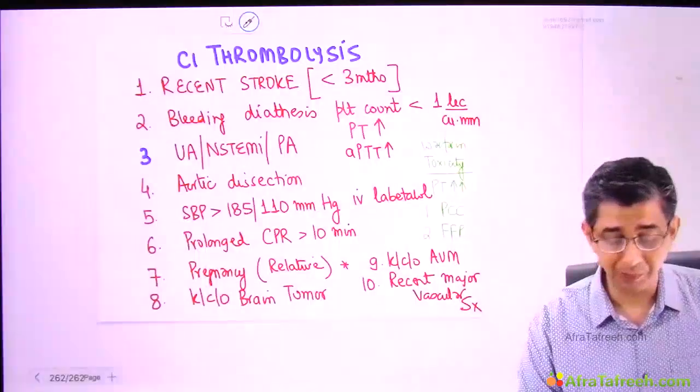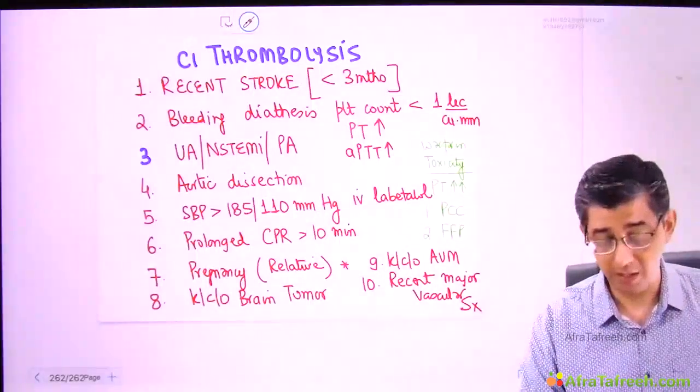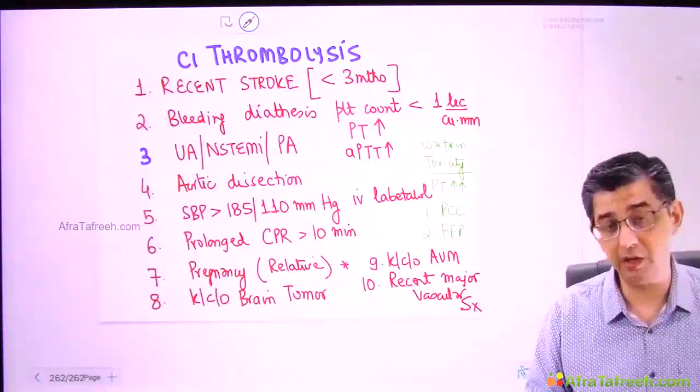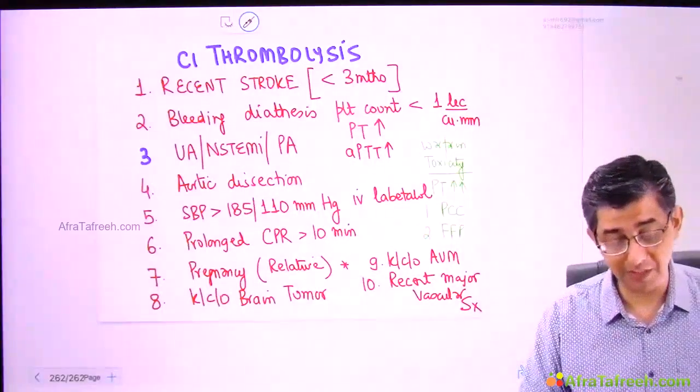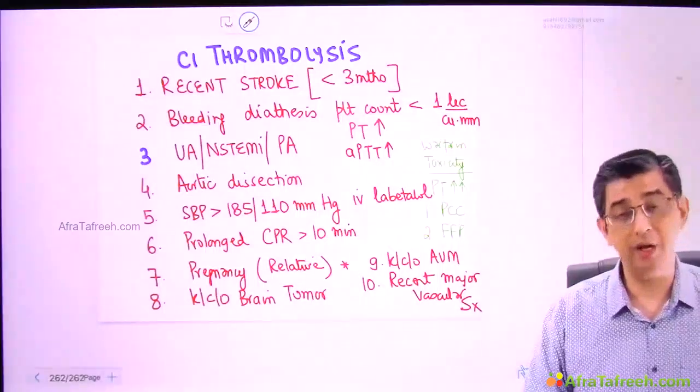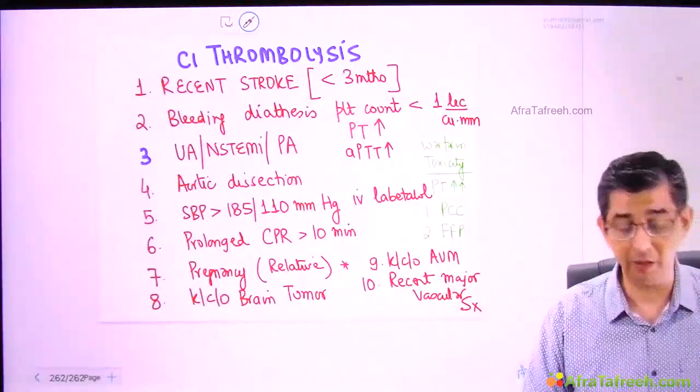So recent stroke, bleeding diathesis, unstable angina, I definitely did an ink change there deliberately so that you can remember this fact, Prinzmetal angina and aortic dissection. And in aortic dissection, I highlighted it could be a retrograde spread.